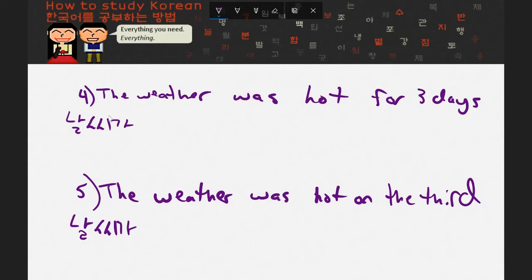I just want you to know that you could put 는 or 가, but in this case, I'm going to use 가 because it's probably the most common one. Now, in both cases, I'm going to indicate that it was hot. And so I'll do that here, and the adjective to be hot is 덥다.